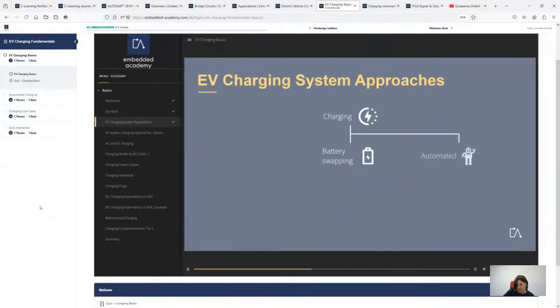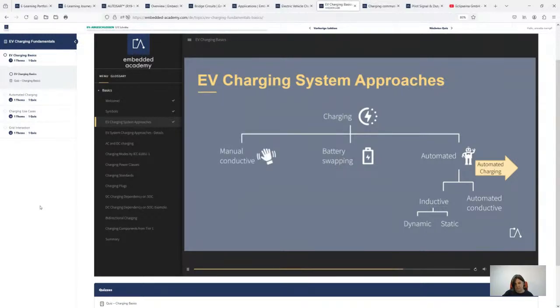Another innovative topic is automated charging, which can be subdivided into inductive and automated conductive charging. Inductive charging can be further divided into static and dynamic charging. This topic will be discussed in more detail in the course on automated charging in the series on EV charging. As we want to focus on the basics of charging in this chapter, we will concentrate on the manual conductive charging of a vehicle. This means that we charge the vehicle by physically plugging the vehicle with a wire to an outlet. Here, we can distinguish between AC and DC charging.